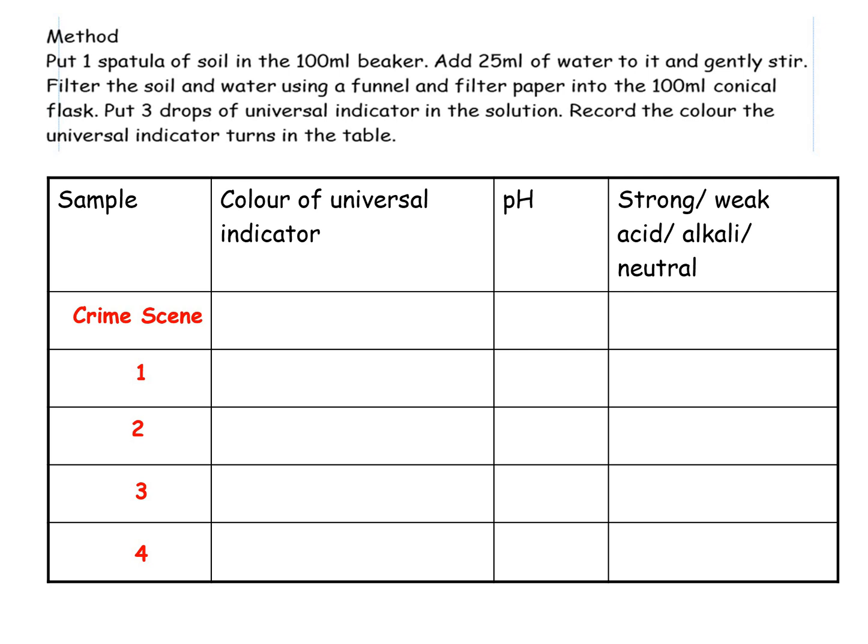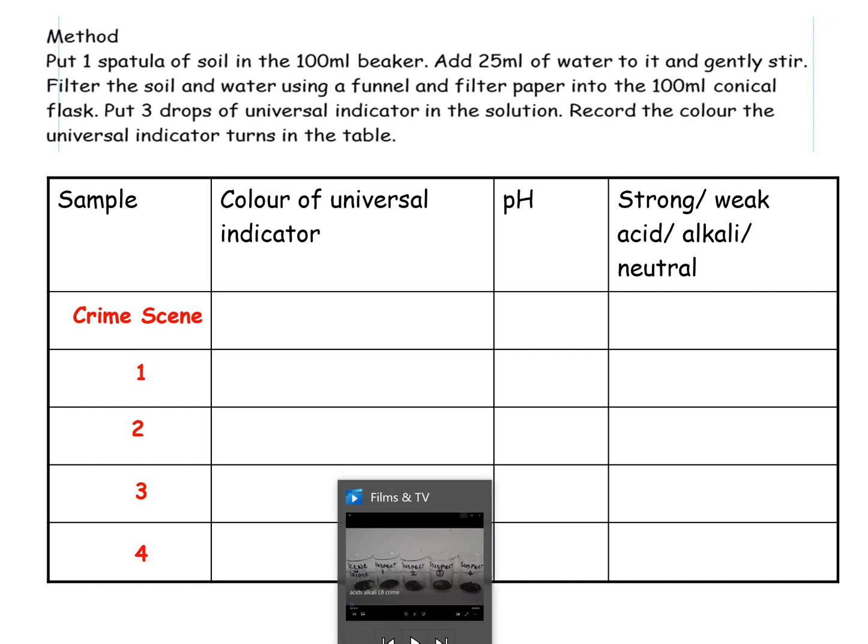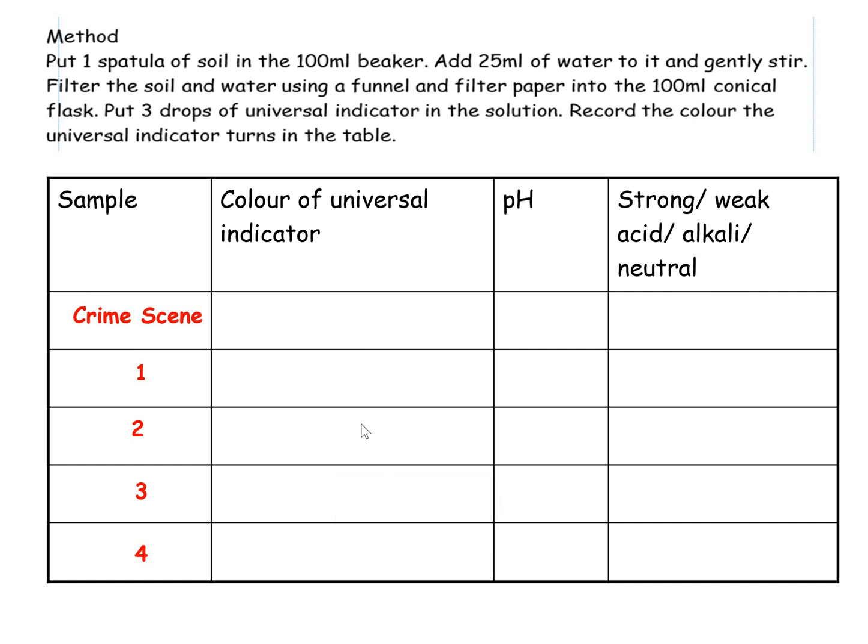So we're going to do an experiment where we're going to use soil, got a sample from the crime scene, and then a sample from each of 4 suspects. We're going to add water to the soil to extract any acid or alkali, filter away the soil, and then add universal indicator to find out the pH. As we do that, you are going to add the colours into your table and then work out the pH from this and say if it's a strong or weak acid or alkali or neutral.